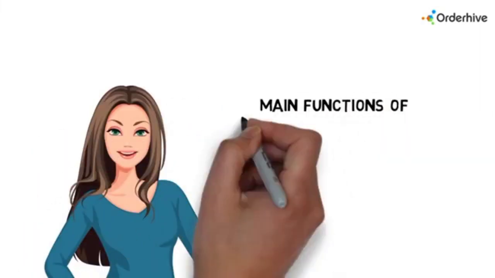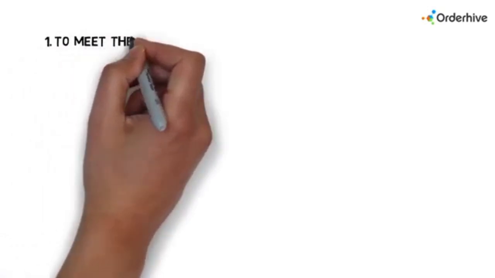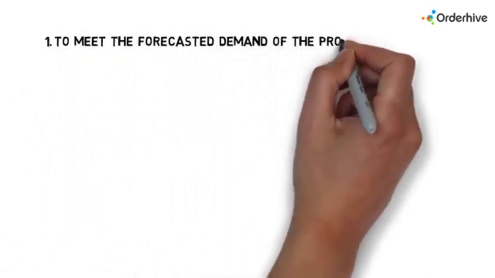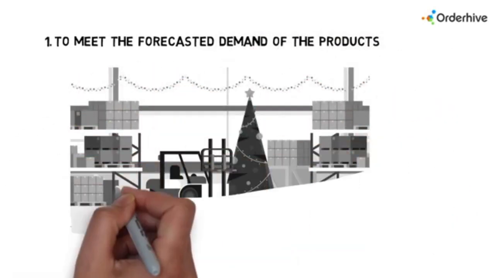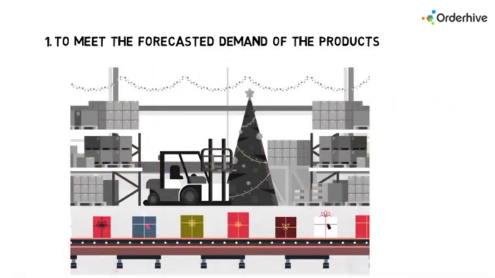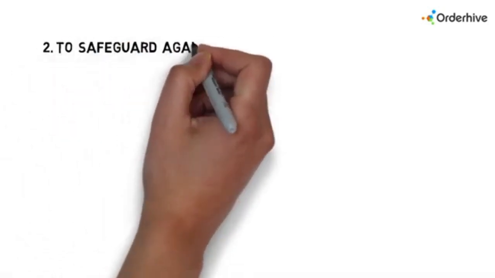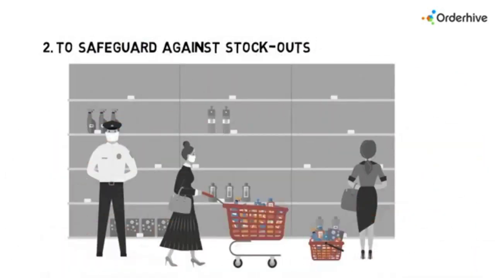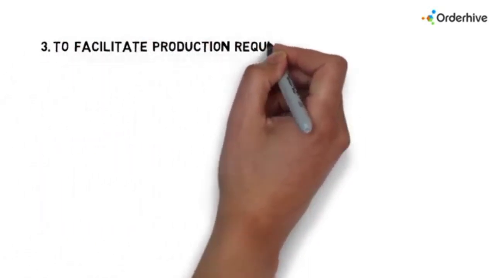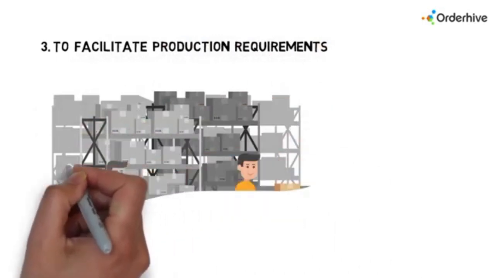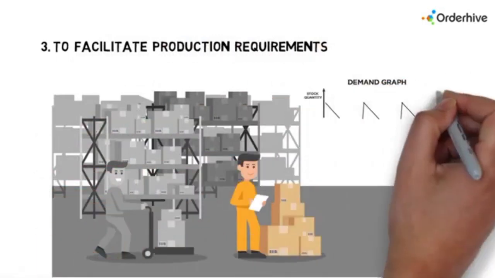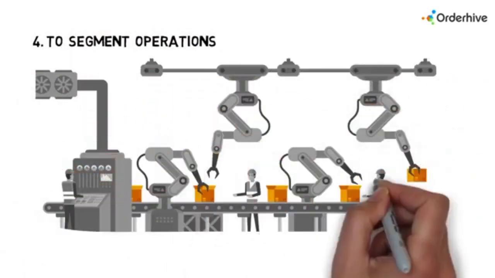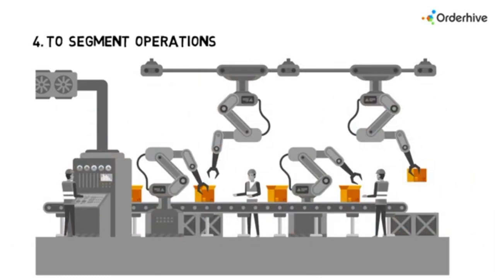Let us look at four main functions of inventory management. Number 1, to meet the forecasted demand of the products. For example, a properly managed inventory helps in handling high volumes of orders during the holiday season. Number 2, to safeguard against stockouts. For example, meeting high consumer demands during challenging times. Number 3, to facilitate production requirements. Counting stock regularly helps in forecasting how many more products need to be produced over a period of time. Number 4, to segment operations. Breaking down the manufacturing process into small tasks will improve efficiency and result in faster deliverables.